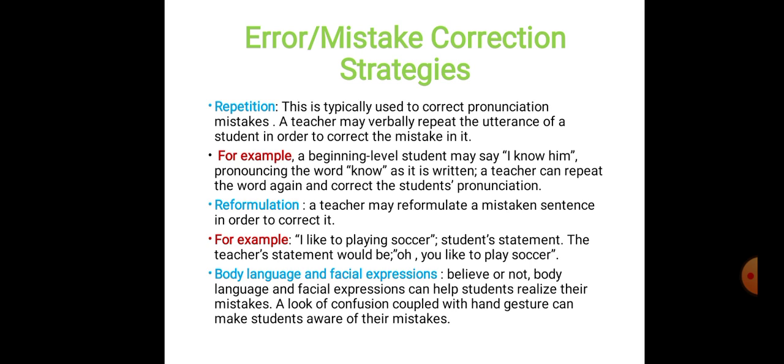Let's look at the third strategy. We use body language and facial expressions. Believe it or not, body language and facial expressions can help students realize their mistakes. A look of confusion coupled with a hand gesture can make students aware of their mistakes. Along with verbal communication, or spoken form, the non-verbal form of communication helps a lot as a strategy to correct students' errors and mistakes.